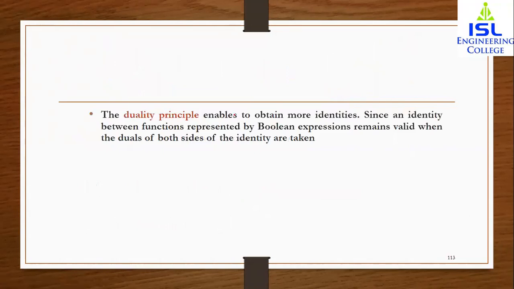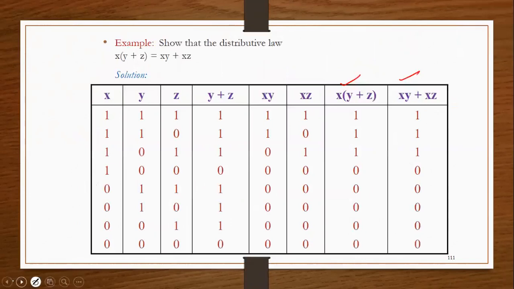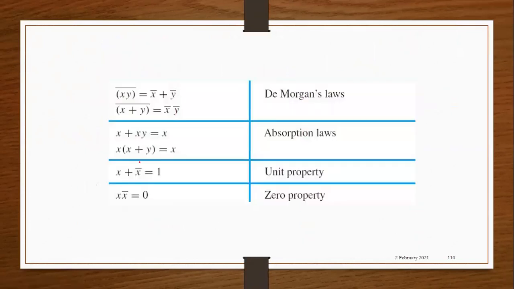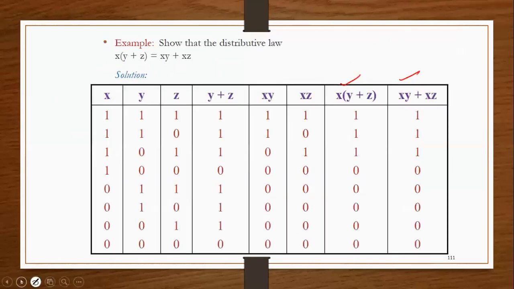The duality principle enables us to obtain more identities, since an identity between functions represented by Boolean expressions remains valid when the duals of both sides of the identity are taken. So over here, if you notice, this expression is the dual of this. So x is remaining as it is, plus is changed to product, x bar is remaining as it is, 1 is changed to 0.